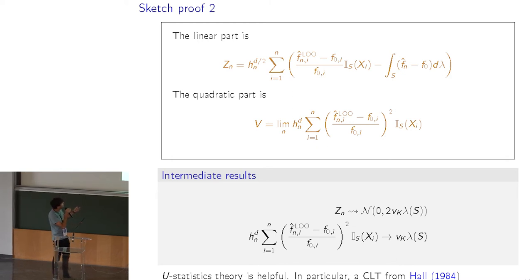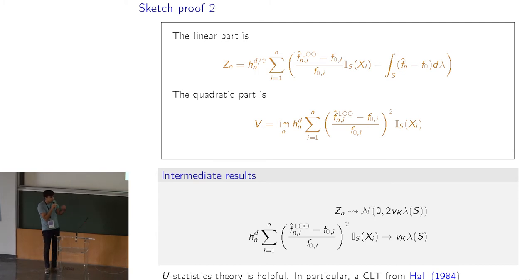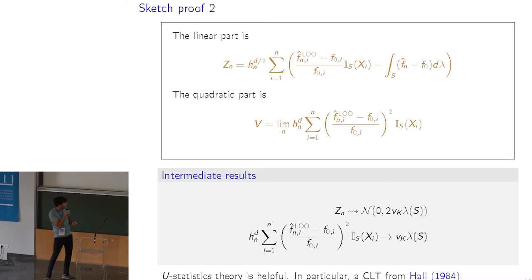And so the linear part of the non-parametric has the following shape. This is the quadratic part. This one will converge to a Gaussian random variable, so it's an important step in our proof. And this one is going to converge in probability to some constant. In that way, we recover the quantities that are involved in our weak convergence property. What is helpful, of course, is the U-statistic theory, so the Hoeffding decomposition, and also a central limit theorem from a paper by Peter.